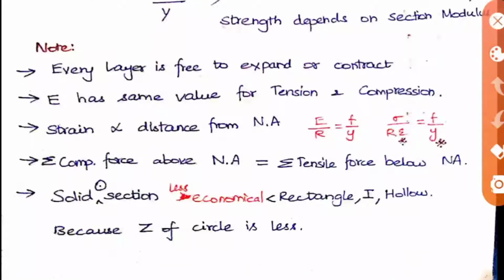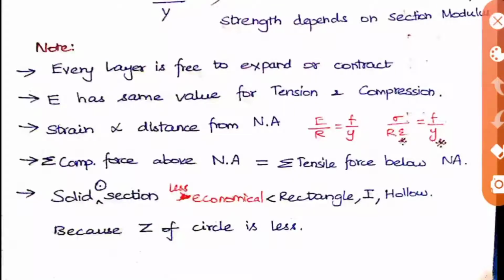And then come some important assumptions and notes to be taken here. Every layer in that beam or any body is free to expand or contract, and the Young's modulus has the same value both in tension and in compression. And then the strain is directly proportional to the distance from the neutral axis. This also they have taken from the formula.